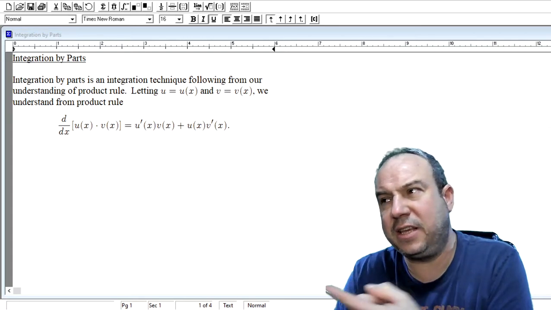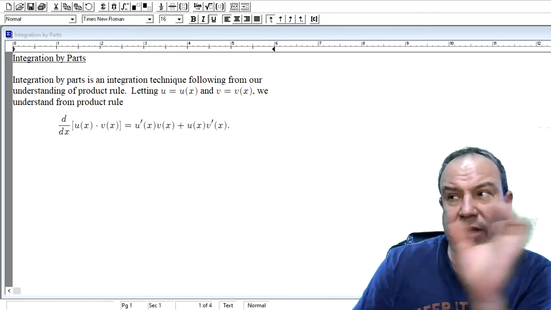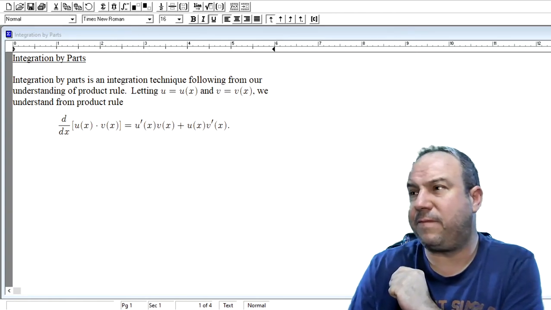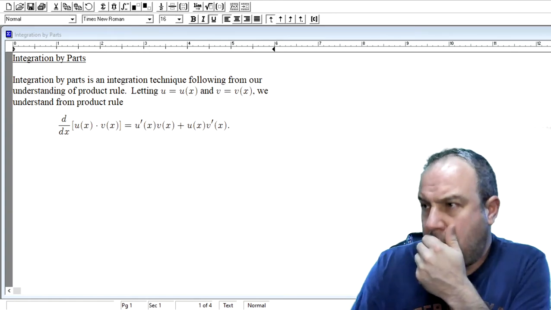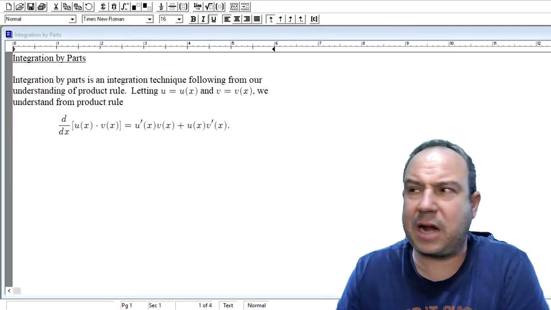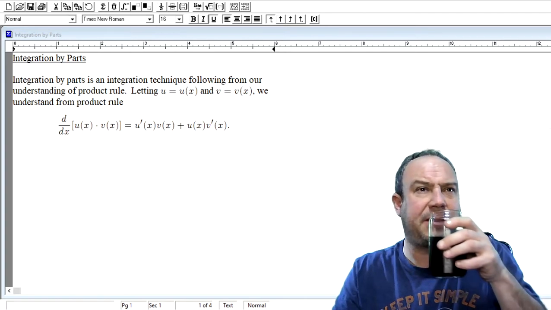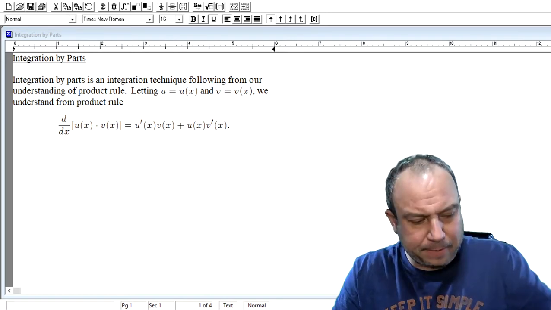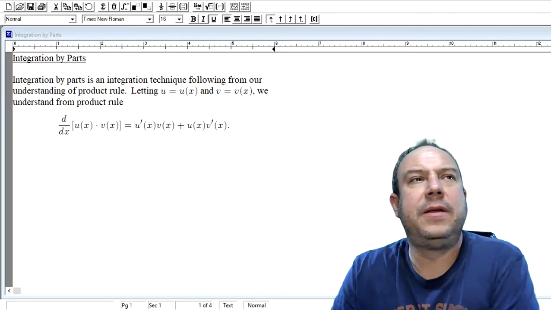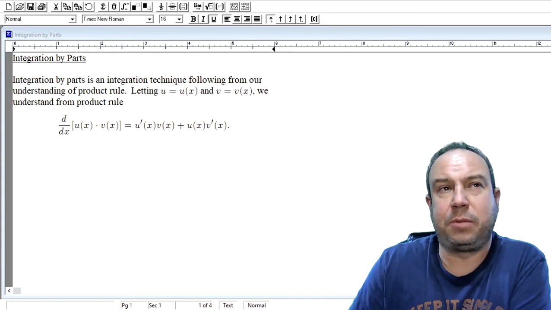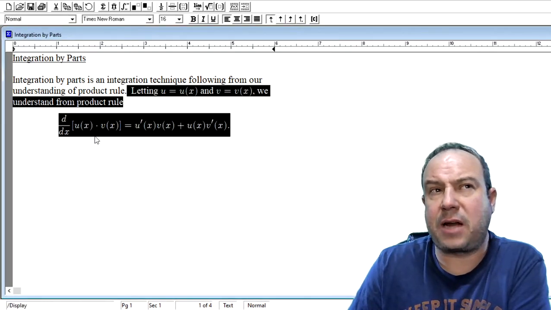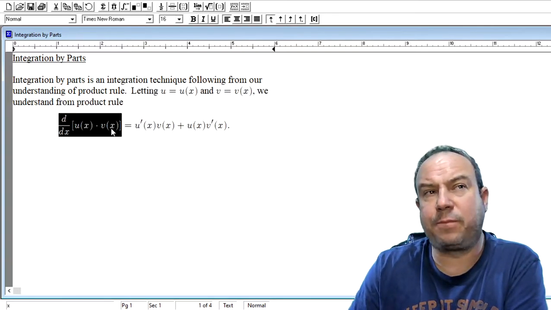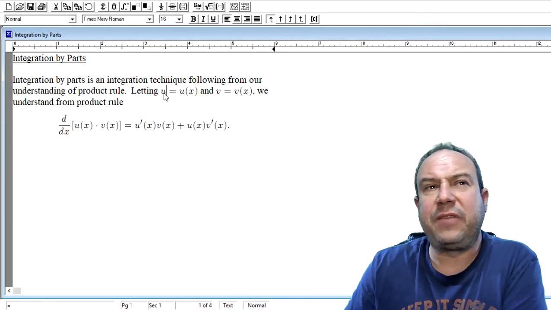It is an integration technique that is often used when you recognize that you have a product of 2 quantities inside your integrand. Integration by parts is a handy technique that does apply, and it follows from the product rule for differentiation.